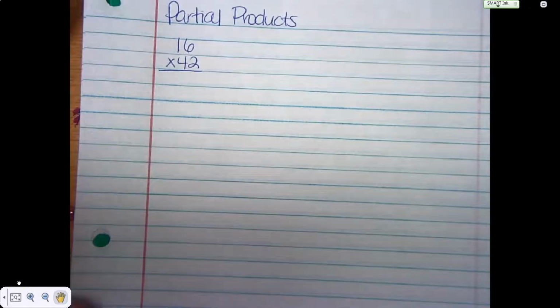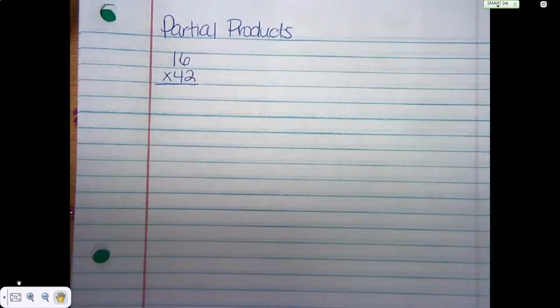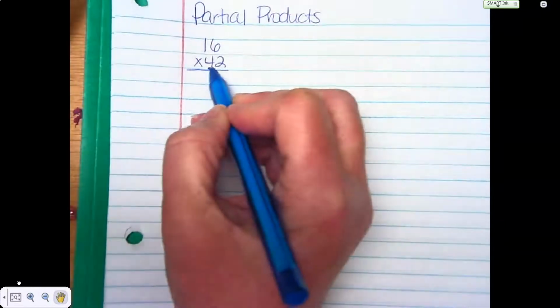Today in math, we learned about using partial products to solve 2 by 2 digit multiplication problems. This is very similar to the area model. We just don't draw the boxes. We did partial products for single digit multiplication, and so now we're going to look at 2 by 2 multiplication using partial products. The first thing we're going to do is start in my tens place.